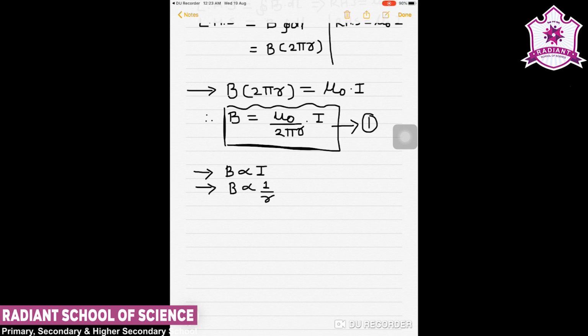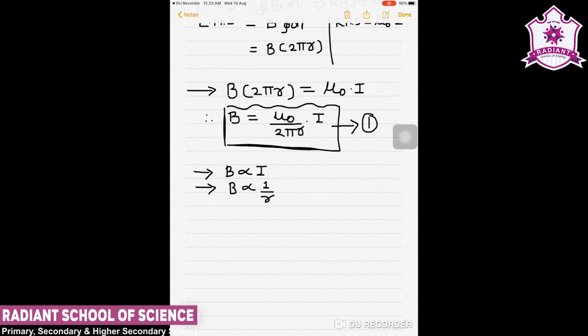Whenever there is a symmetry, the solution is simplified in this formula. The second thing is that the field direction at any point on this circle is tangential to it. Obviously, the direction of the current carrying segment and the magnetic field are related. As the current is in the direction of the right hand thumb, the direction in which the fingers curl around the wire is the direction of the magnetic field.